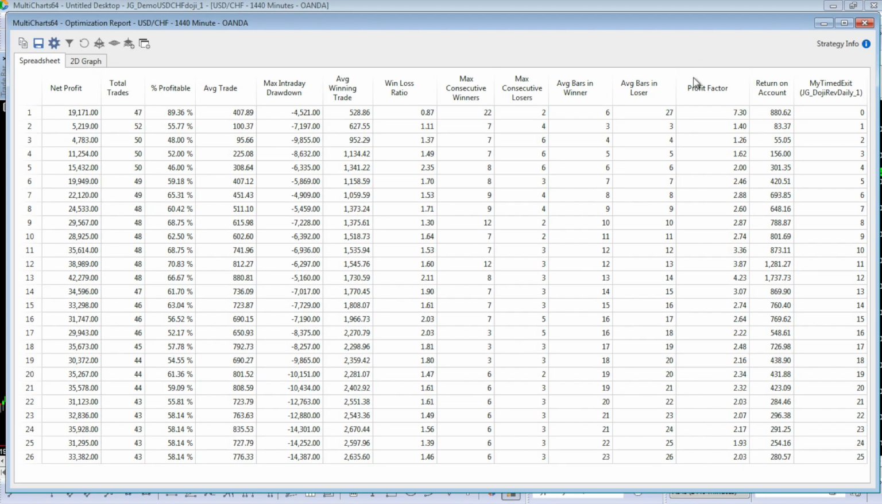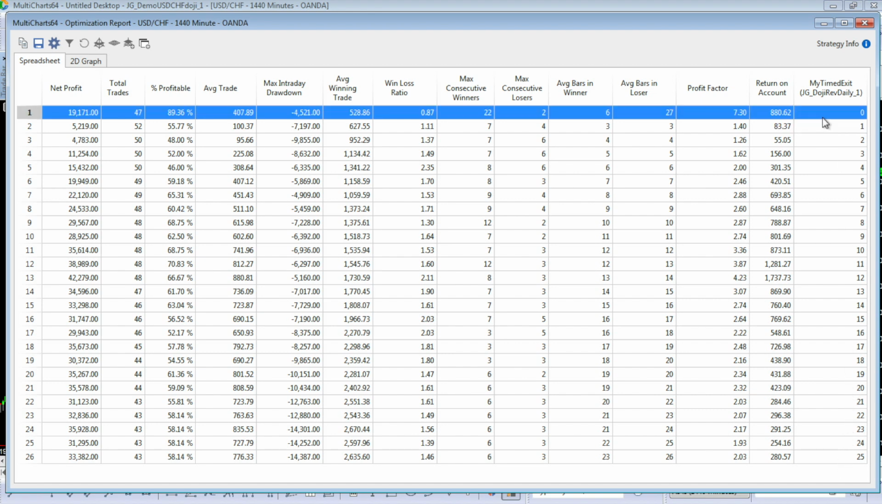Now, looking at the optimization results, you can see that I've optimized the timed exit from 0 through to 25. Now, 0 isn't 0 days in the trade. 0 is using the bailout exit. Realistically, I have some preferences for this strategy, and one of those is a maximum trade duration of about 20 days or 4 weeks. But in this test, I've actually tested up to 25 days, just in case I'm limiting the profit by exiting too early.